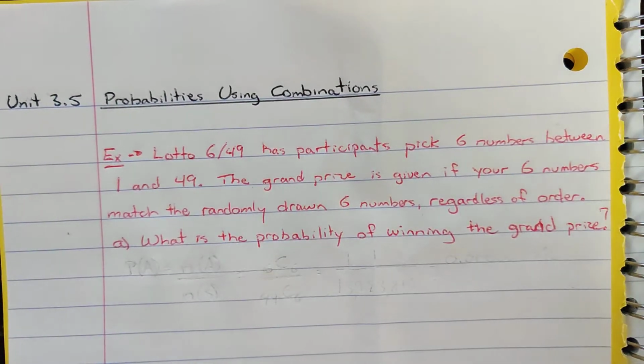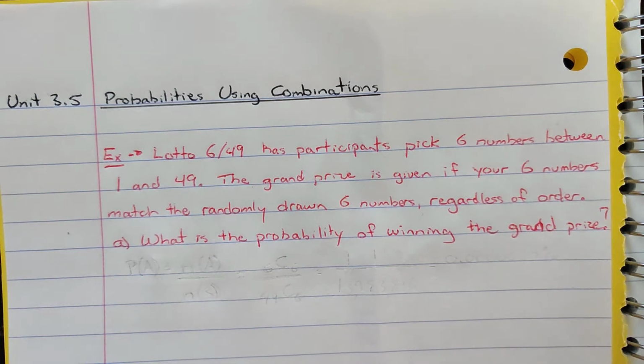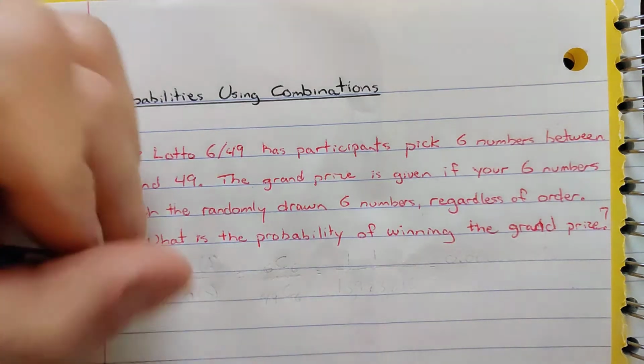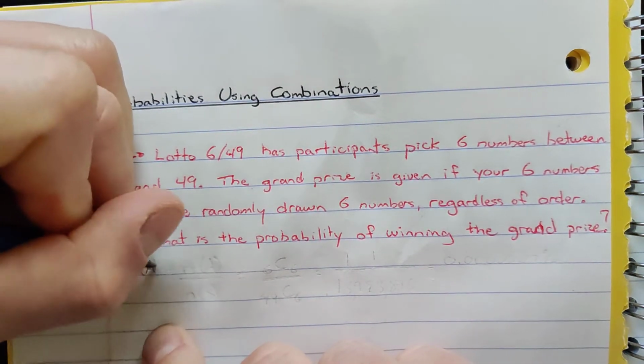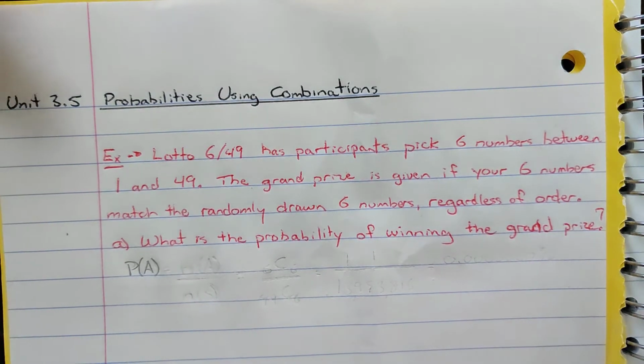Okay, so in this section here, we're looking at probabilities using combinations. So we're going to combine those two pieces of knowledge. We're just going to look at some example problems. We're familiar with probability, so we're going to look for probability.